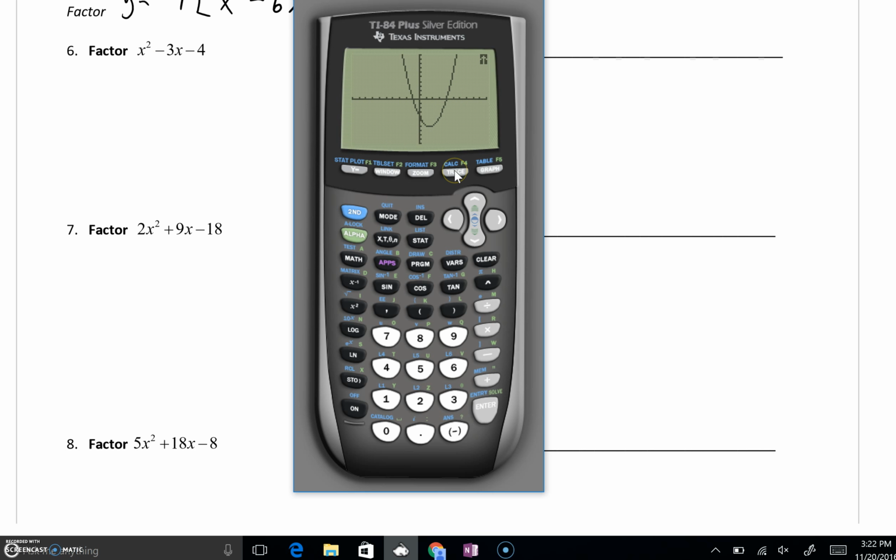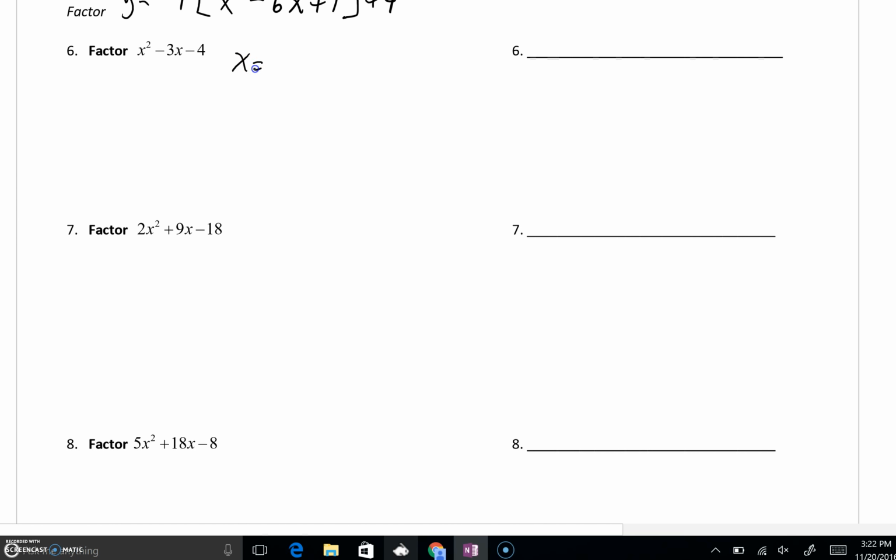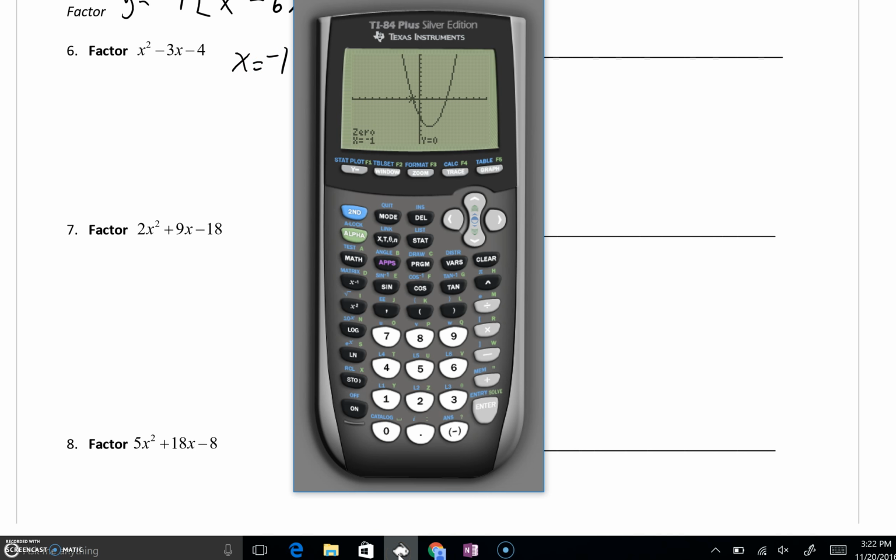Just to go over how we can check for sure, if we went second calculate, the 0 tool is what we can always use. Type in -10 for a left bound, +10 for a right bound. And it sure looks like guessing at -1 would be a good guess. It is. You can see that we're going to have x equals -1 as one of those x-intercepts.